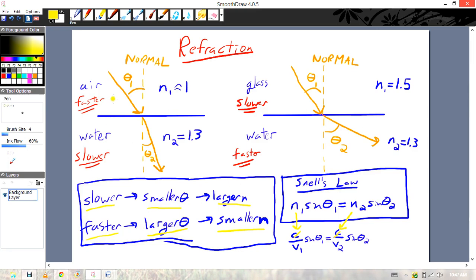Definitely make sure you can draw the pictures. You understand the concept. That's the most important part. What I'm going over right now, this box is everything. If you understand this, you are great.